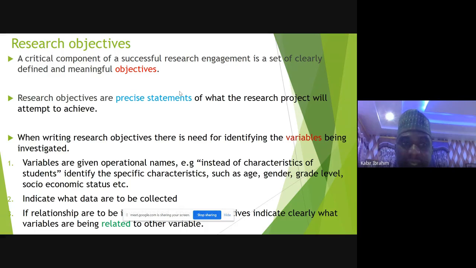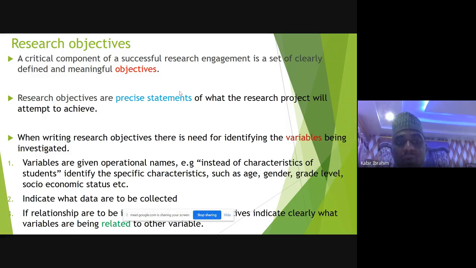So it is a very important component in research. That is, in a successful research, you must be engaged by meaningful objectives. You have to write your objectives clearly. Critical, that is why I said it is a critical component of a successful research engagement. And you have to set clearly defined and meaningful objectives. These research objectives are precise statements of what the research project will attempt to achieve.